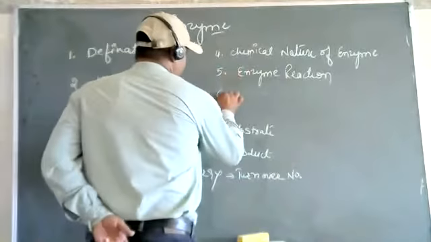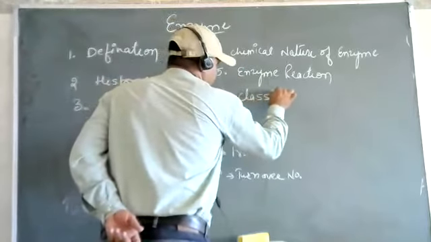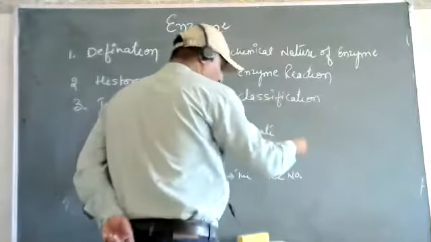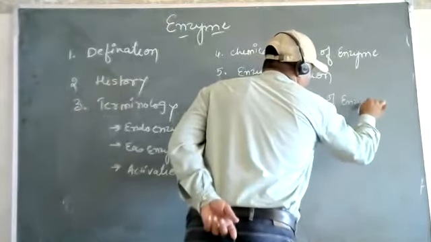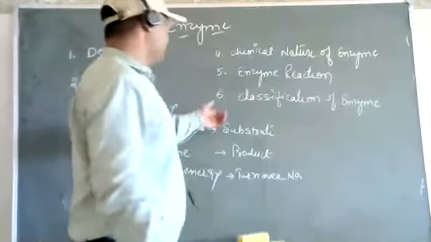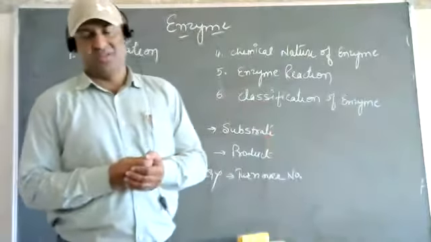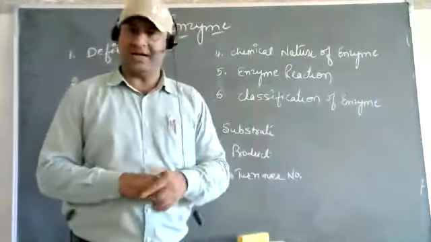Now, topic 6 is the classification of enzyme. We will also see later the classification or the nomenclature of enzyme. After that, there are some other topics which are related to enzyme activity.